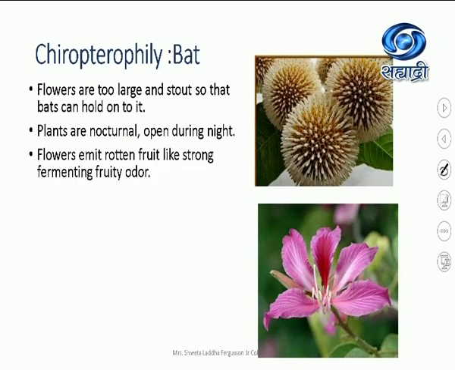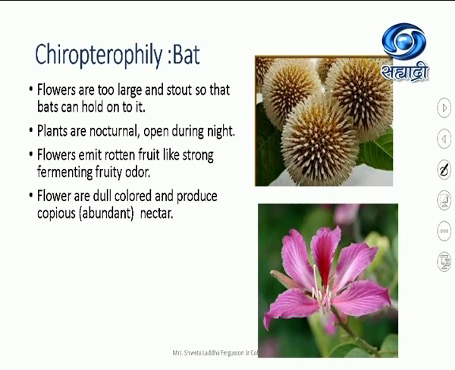And the flowers emit a very rotten fruit-like, strong, fermenting, fruity odor, because the bats like this strong odor. So the flowers are emitting such type of odor. Flowers are dull colored, you can see in the picture, and they produce copious, meaning abundant, nectar, because the bats drink a lot of nectar, they are hungry, and they will just visit one and drink all the nectar, and they should be satisfied. So flowers are producing copious, abundant nectar.